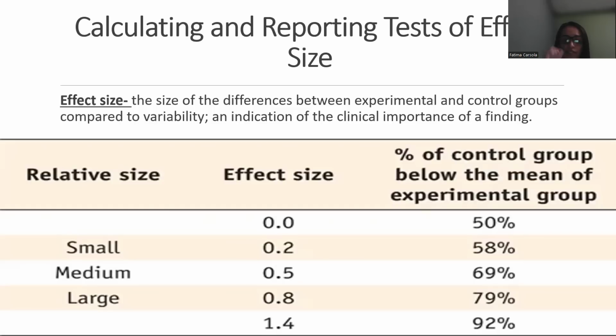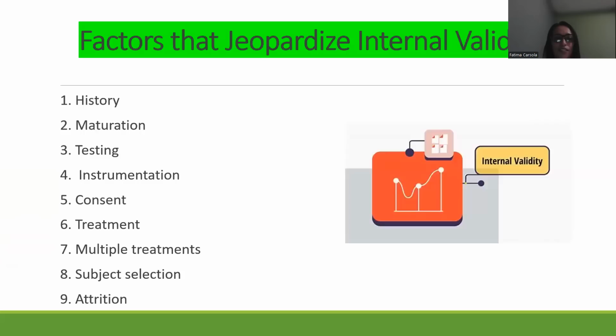Yun lang. Minsan, in contrast kasi, pag maliit masyado yung effect size, the potential effects from extraneous variables, alam niyo na yun, di ba, is more likely to have less validity. So, yun yung problema natin, okay, for the effect size. Factors that jeopardize internal validity.